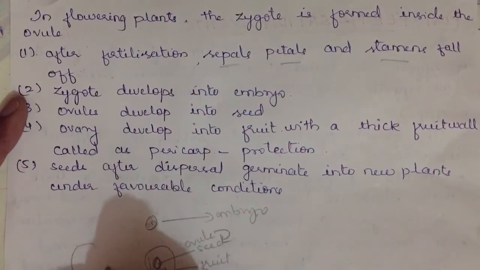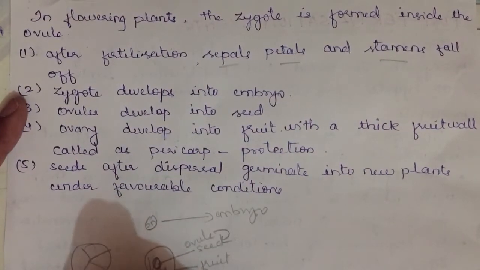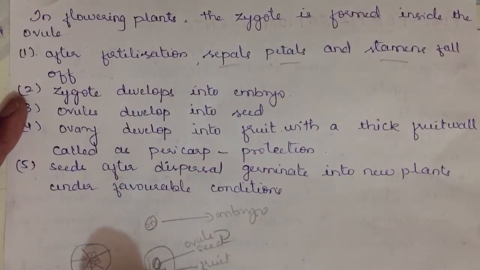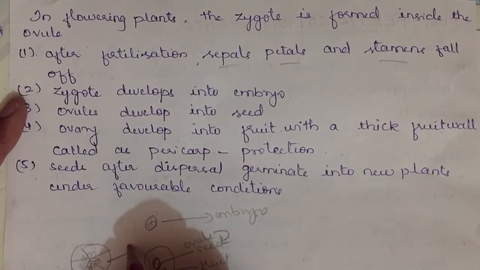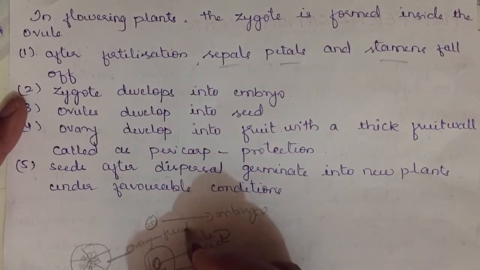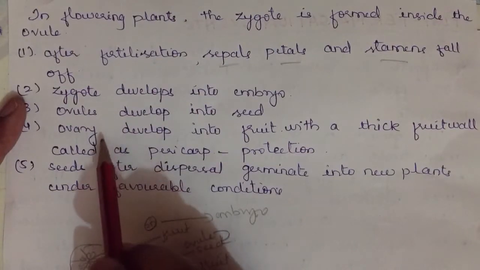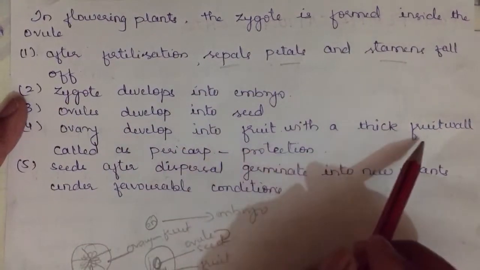The ovary is this, as you might find in the egg cell presentation. Here ovules are there, something like this. These ovules will develop into seeds. Each one will develop into a seed, and this is the ovary. That ovary will develop into fruit with a thick fruit wall.